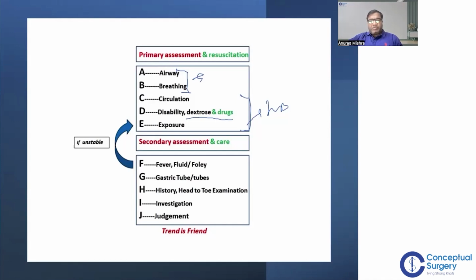Then comes the secondary assessment. Once the five primary steps are handled, we move to F, which is fever, fluid, and Foley's. G is gastric tubes and other tubes of the body. H is taking a history and doing a head-to-toe examination. I refers to investigation, which we'll order according to our assessment. And then J is the judgment, when we create the final report or final plan for that person. So we have to follow these 10 steps and we'll be able to find answers to many of our questions related to the patient.